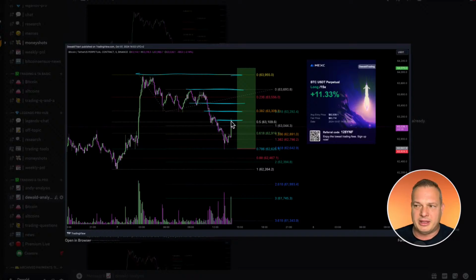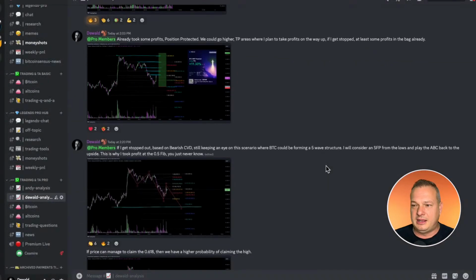I took some profits here by the 50% Fib level, and when we tapped the 0.618, I added to my position. Because then I knew I was increasing the probabilities of coming to claim the high, because that invalidates a 1, 2, 3, 4, 5. If you're still going to make a fifth wave and you tap the 0.618, you increase the probabilities of claiming the high. So as soon as we tapped the 0.618, I added to my position, rode the momentum here to the upside.